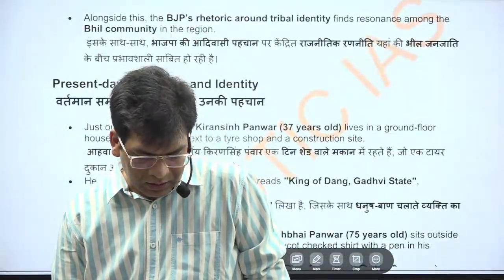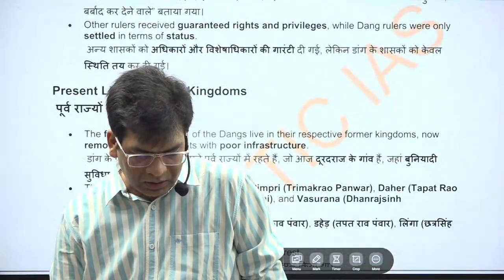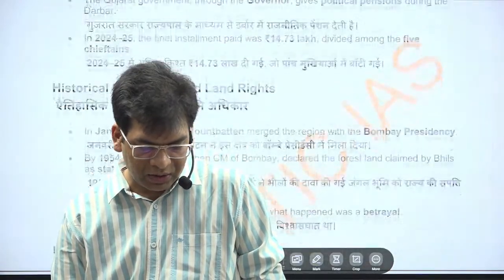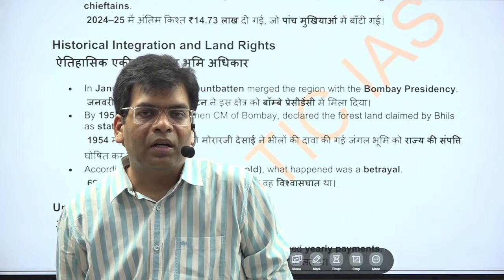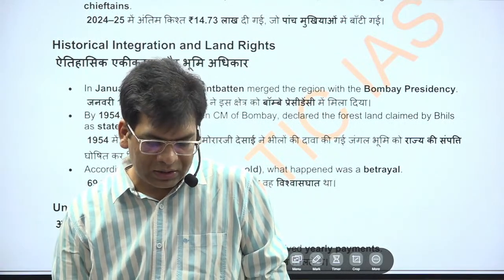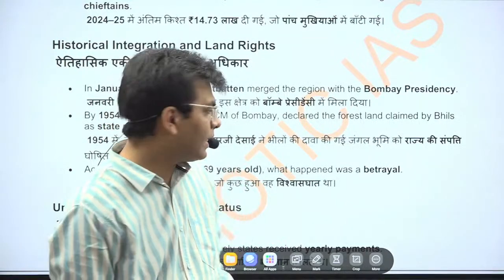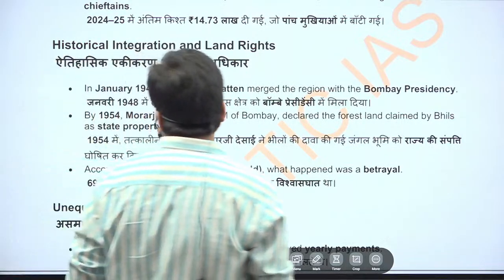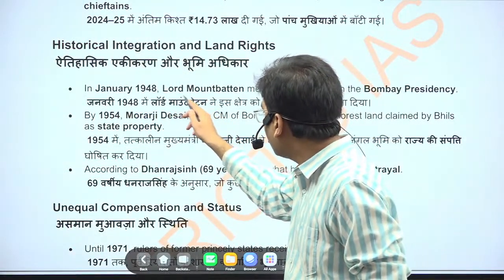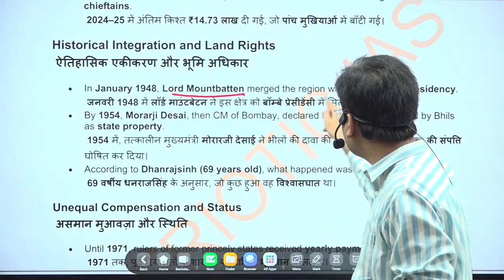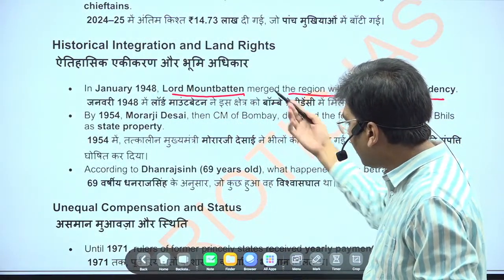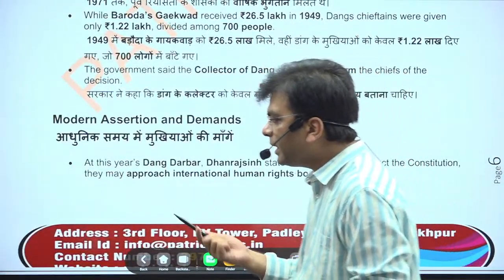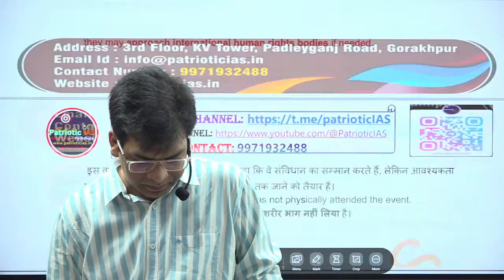You will see what has been the treatment of these Bhil communities. One thing you should know about these communities is that the education level is still very low, and the condition of schools, hospitals and roads is not good. All these things have been discussed, including under the historical context. It was Lord Mountbatten who tried to merge the region with the Bombay Presidency, and after that how the Bhils were dealt with separately by independent India.